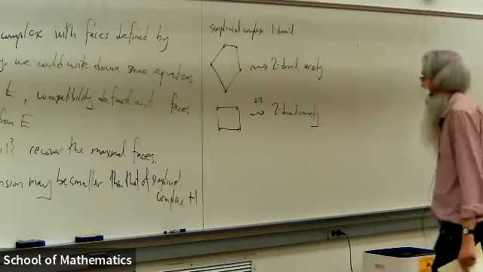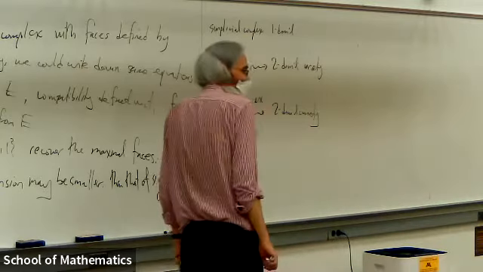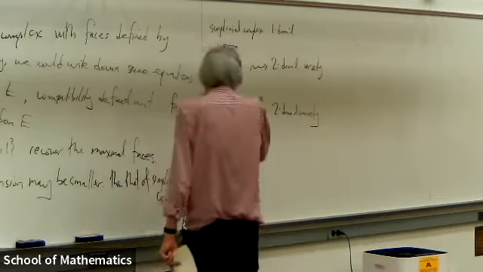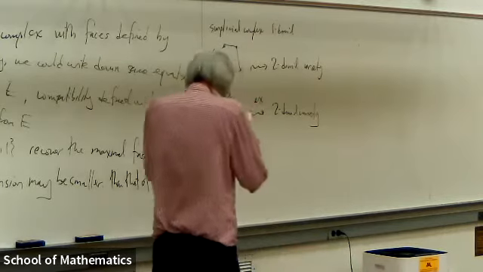Yes. I don't know what I said. What did I say? 5. Okay. Yes, there are only 4 vertices in this square.